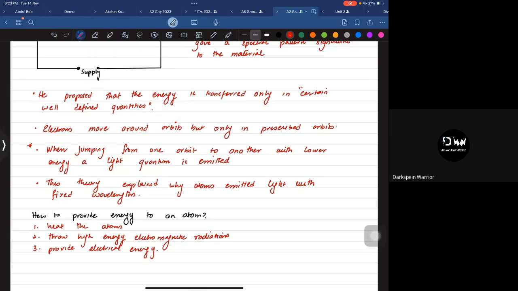What is a light quantum? Quantum is the smallest particle of light. Light photon is the same thing as light quantum. All right.